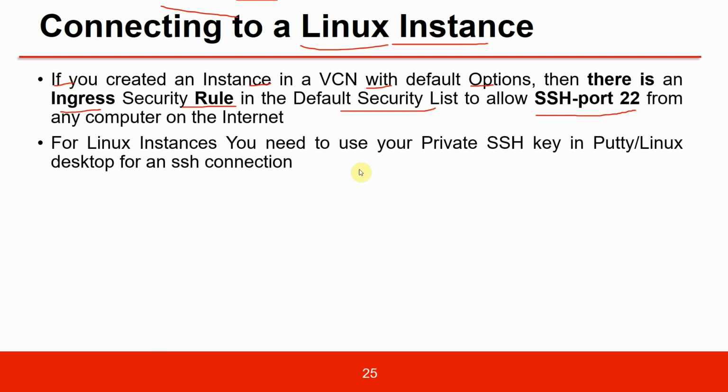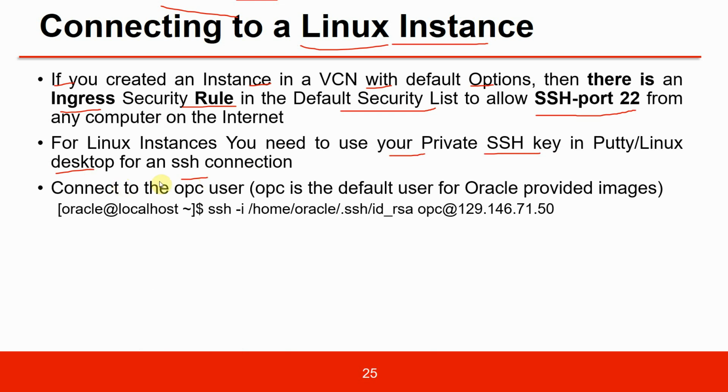For a Linux instance, you need to use your private SSH key in PuTTY or a Linux desktop for SSH connection. The default user is opc. So what we are going to do now, we are going to use ssh opc@ the public IP address of the machine. The -i option is required if you want to provide a specific key, but we are going to use the default key, so you don't need even this option.